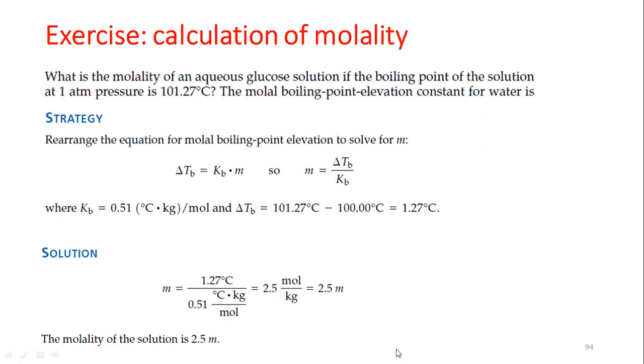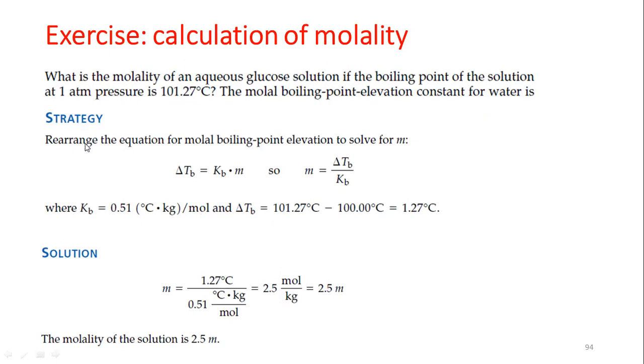Now the final exercise on the calculation of the molality. So the data is given over here. What is the molality of an aqueous glucose solution if the boiling point of the solution at 1 atmosphere is 101.27 degrees centigrade? The molar boiling point elevation constant for the water is given over here. This is the 0.51 centigrade kilogram per mole.